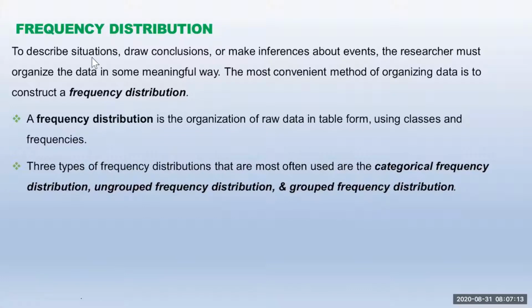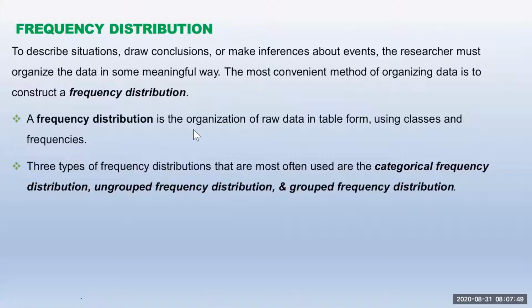To describe the situations, draw a conclusion, or make inferences about the event, the researcher must organize the data in some meaningful way. So after we collect the data, we try to arrange the data in a meaningful way. And the most convenient method of organizing the data is to construct a frequency distribution. So that is what we are going to work on first. We are going to learn how to construct the frequency distribution. That is the first thing we are doing here.